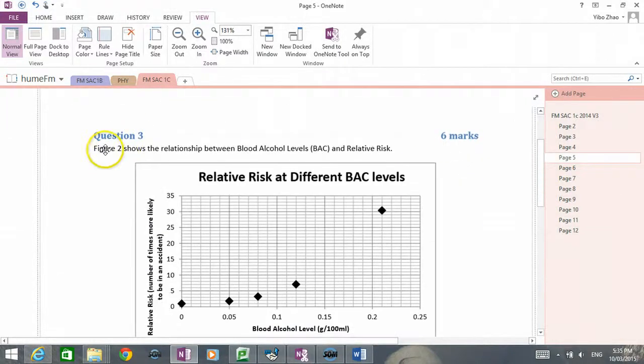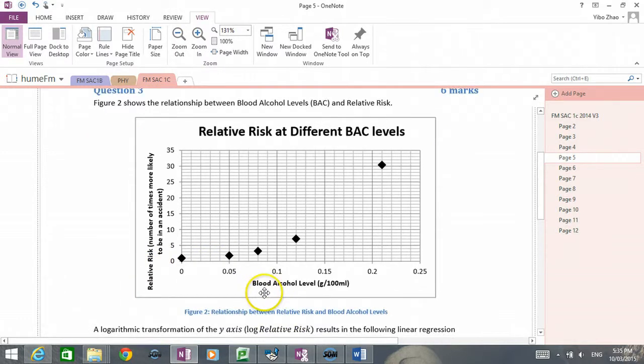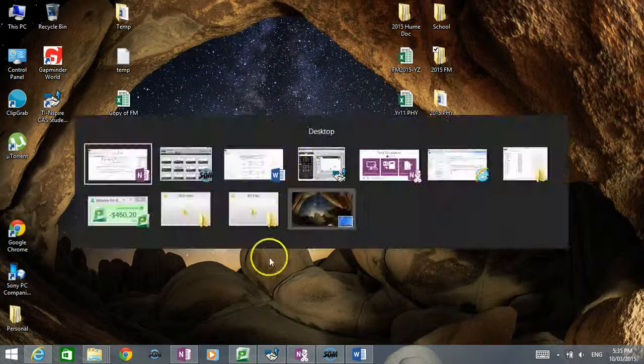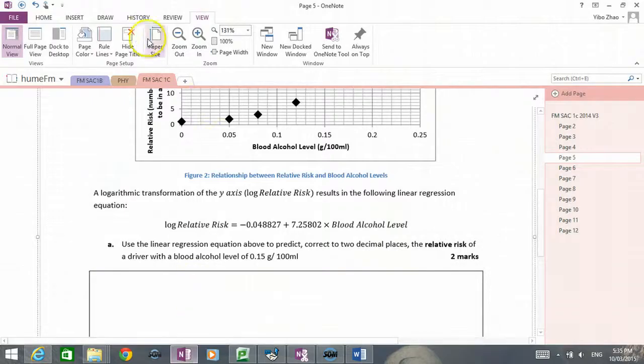Okay, now let's look at question 3. Question 3, we have another graph: relative risk and blood alcohol level. And the good thing is the equation is given. So the question told me the equation. So this makes me happy.